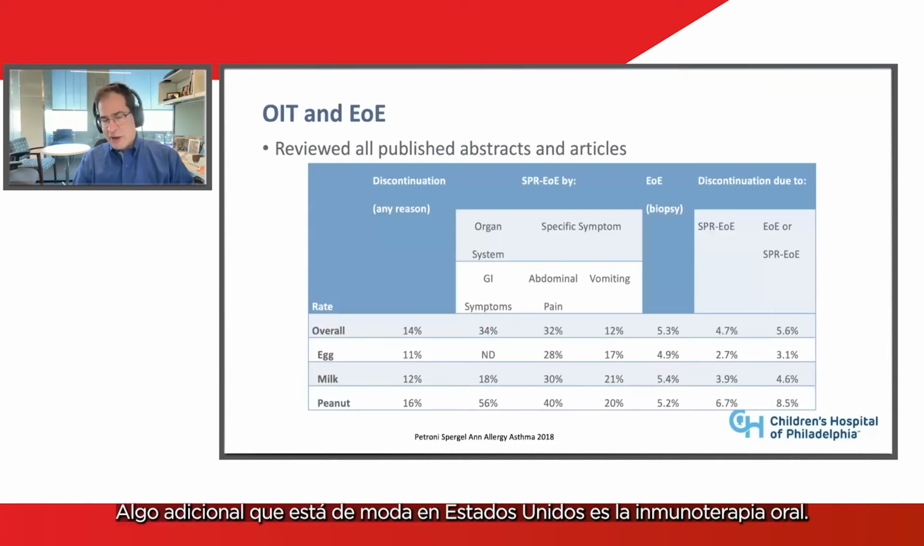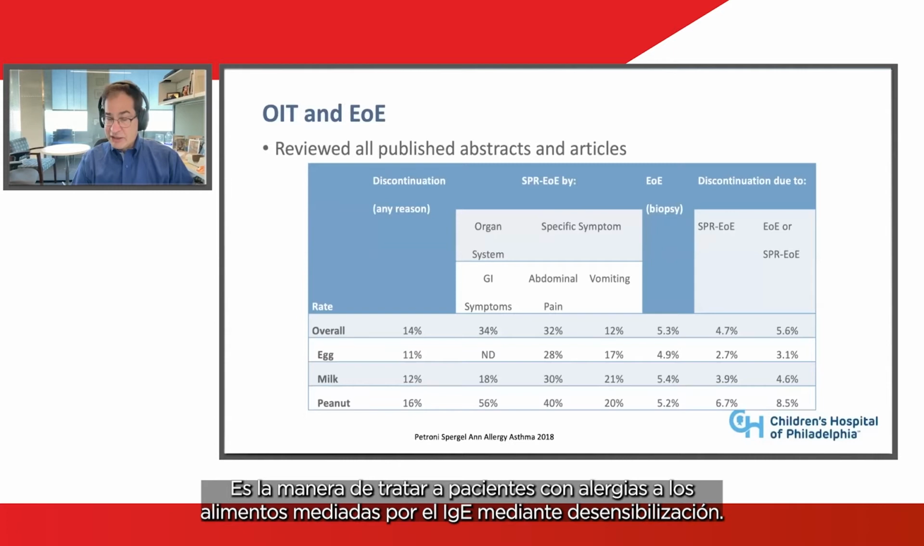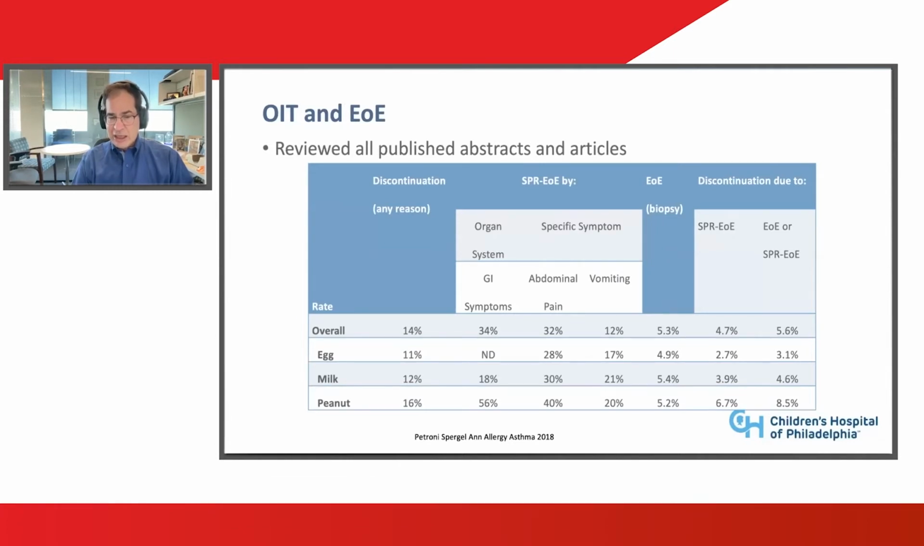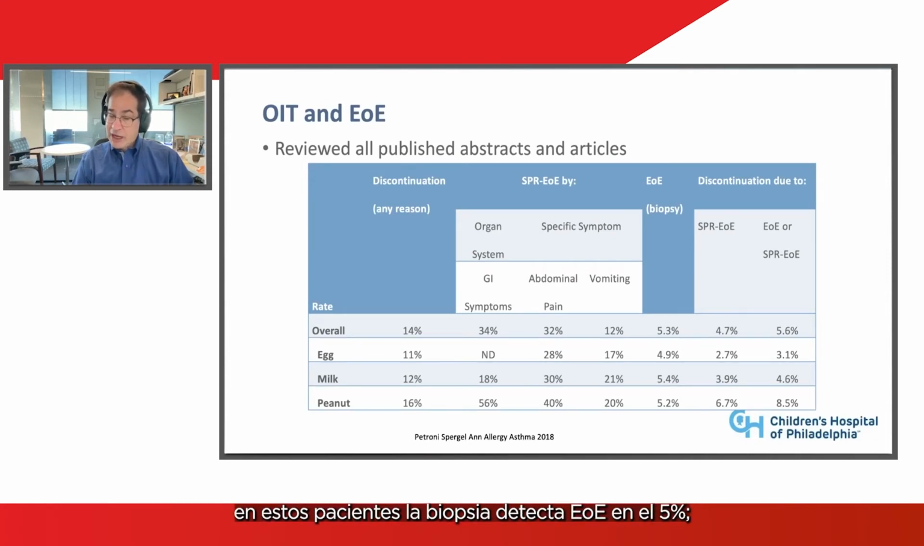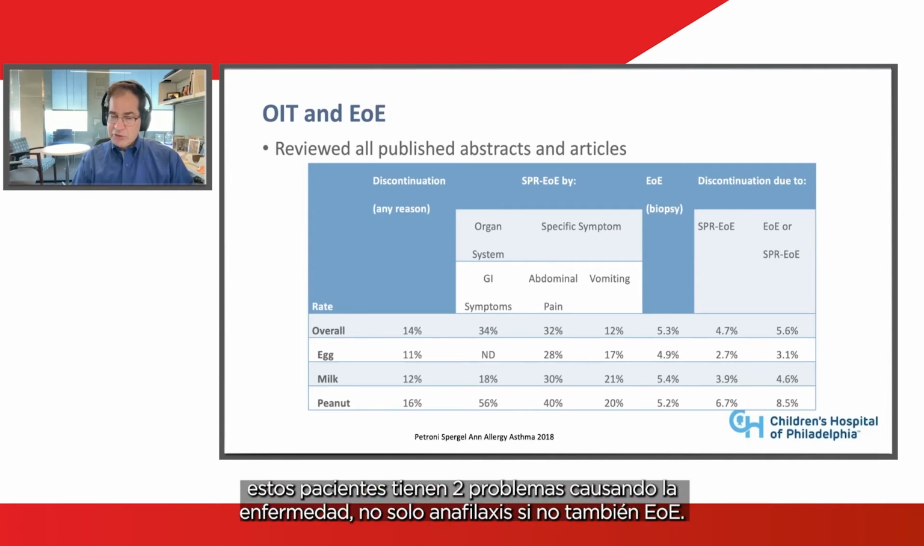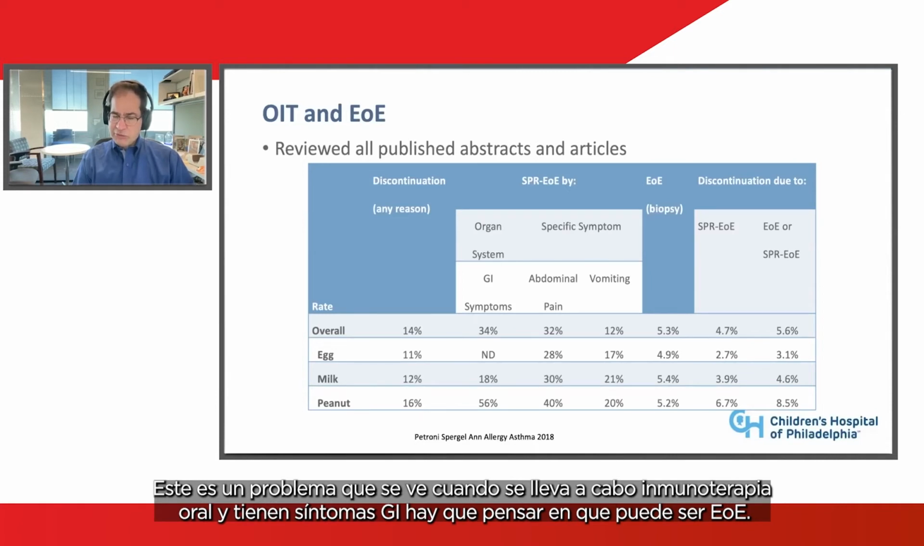The other thing is that a popular thing now in the United States is oral immunotherapy. Oral immunotherapy is the way to treat IgE-mediated food allergies. You do a desensitization. And if you look at how commonly patients get EOE-like symptoms, it's going to range as much as almost 20%. If patients get EOE by biopsy, probably about 5%. So these patients probably have two things causing disease, the foods causing two diseases, not only anaphylaxis, but EOE. So this is an issue when we do oral immunotherapy. If you see patients on oral immunotherapy who are now getting GI symptoms, you really need to think about EOE.